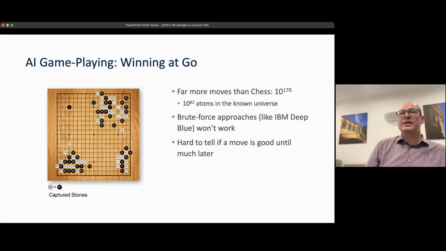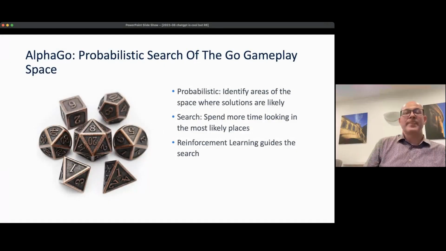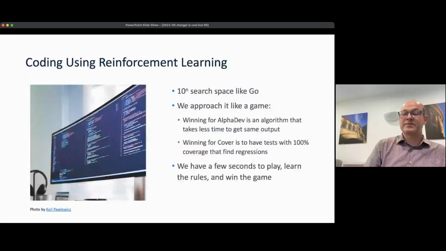This is unlike chess. Chess does not have as many possible moves, and the latest and greatest chess software just looks at all the possible moves at any point in the game. IBM Deep Blue essentially used that approach, and they did that first well over 25 years ago. So you can't brute force, you need to go search for the best moves. So how do you do that? Reinforcement learning essentially implements probabilistic search. You identify areas of the solution space where those solutions are likely, and you spend more time looking there, and you ignore the other portions of the search space. Reinforcement learning is the algorithm that guides that search.